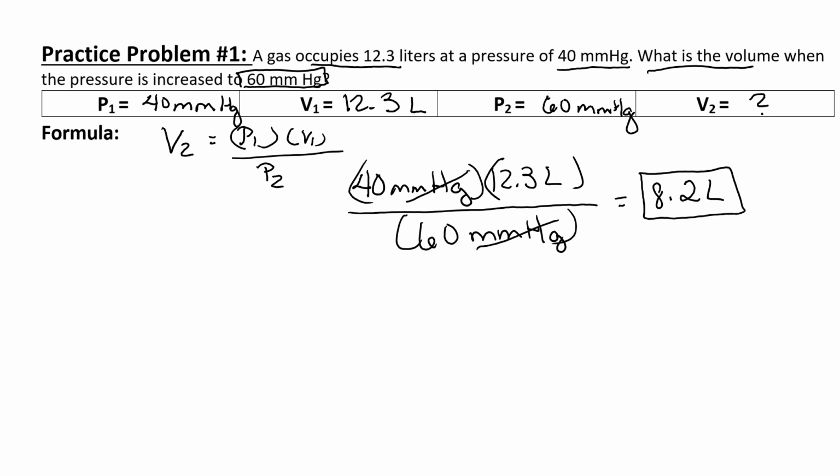So solving for V2, our initial pressure, which was 40, times our initial volume, which was 12.3, divided by our ending pressure of 60 millimeters of mercury. And that means our ending volume was 8.2 liters.